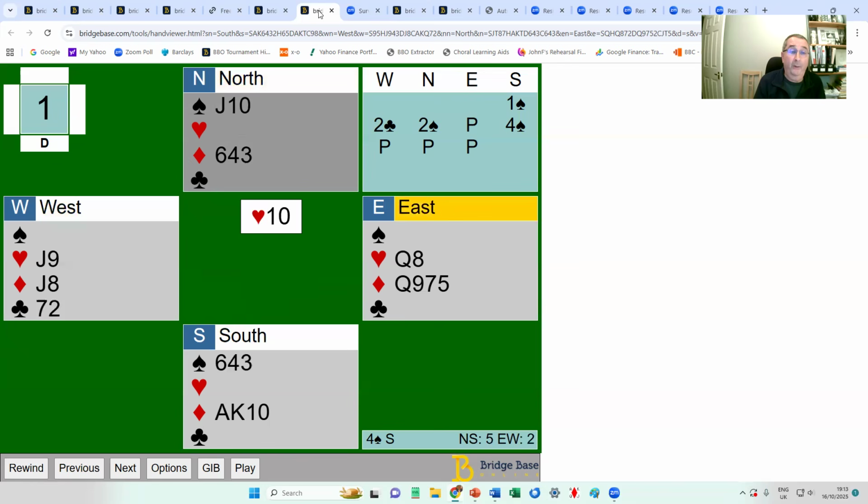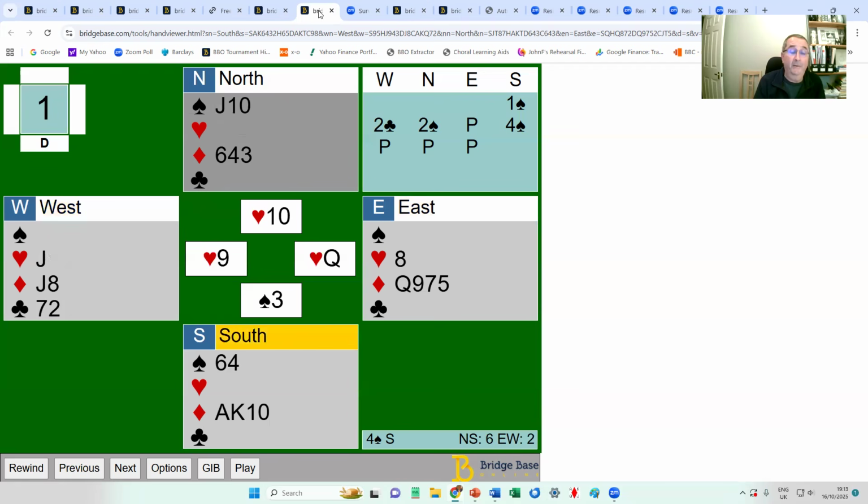In fact, all you're doing by playing a heart here is telling the opponents that you don't have any more hearts. They already know you don't have any more clubs because you ruffed earlier. So the only suit that is worth them keeping is diamonds.